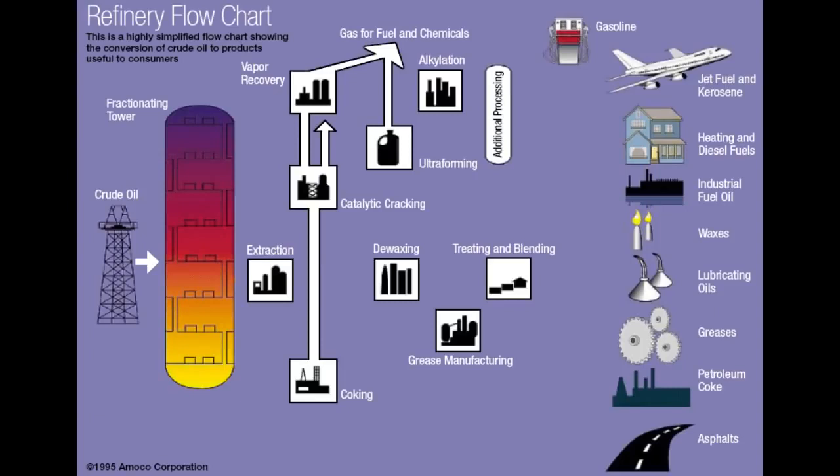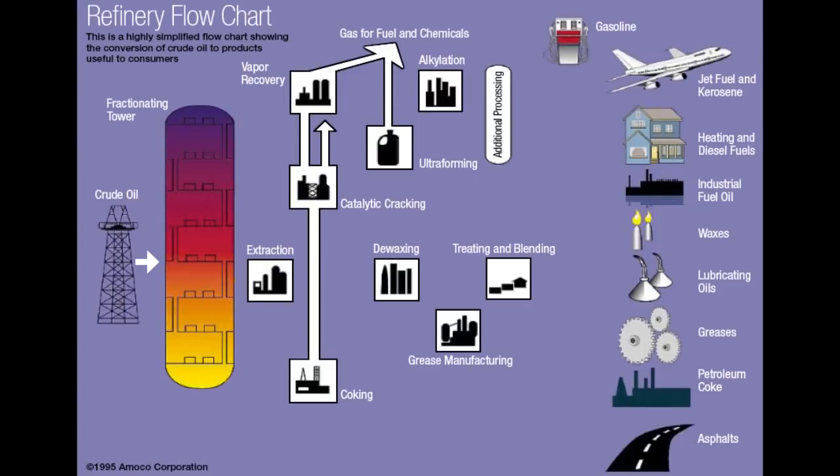Please note that some of the refinery units are connected. If you look at vapor recovery unit, connected to catalytic cracking, and that is also connected to coking, and at the top is ultra forming. Now these processes all produce gasoline and light hydrocarbons like LPG from different boiling fractions of crude oil coming from the distillation column. That's why they are linked on this diagram.